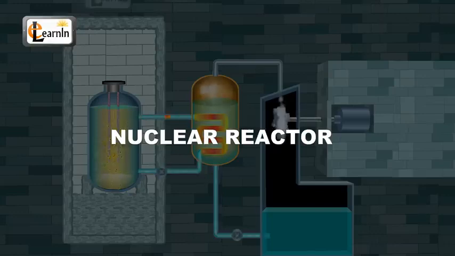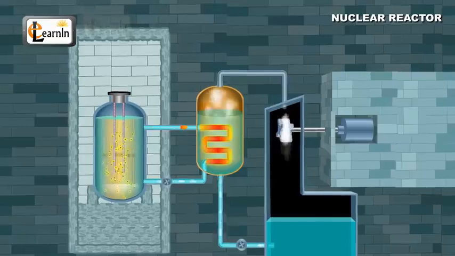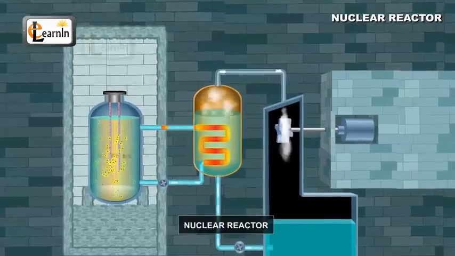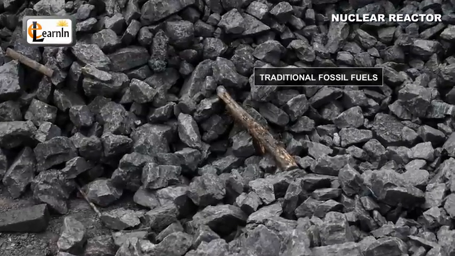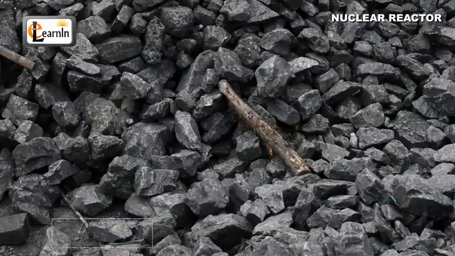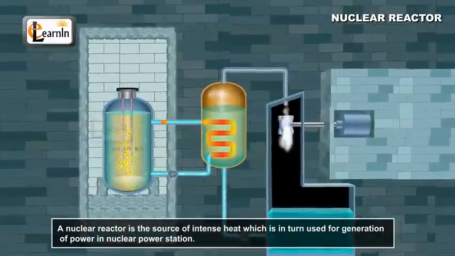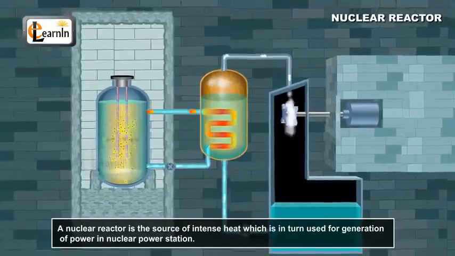Nuclear reactor. In this video, we're going to learn about the nuclear reactor. Nuclear reactors are the modern-day devices extensively used for power generation, as the traditional fossil fuels, like coal, are at the breach of extinction. A nuclear reactor is the source of intense heat, which is in turn used for generation of power in nuclear power stations.